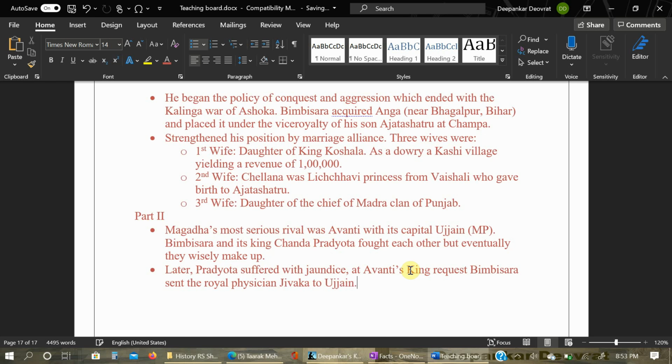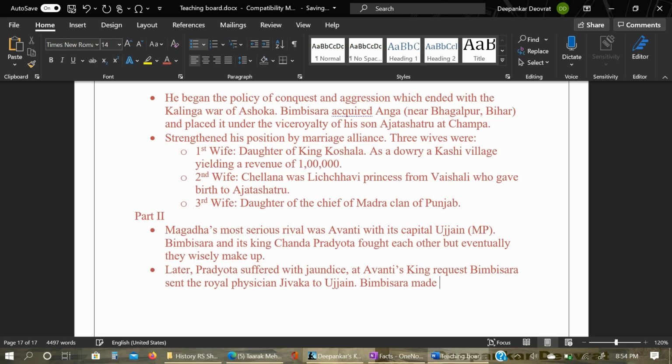So Bimbisara is also said to have received an embassy and a letter from the ruler of Gandhara, with which Pradyota had fought unsuccessfully. Just try to understand that Pradyota lost the war against Gandhara. So therefore, through this conquest and diplomacy, Bimbisara made Magad the dominant state in the 6th century BC.